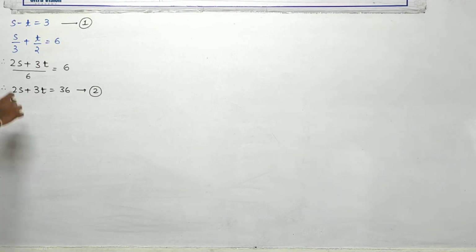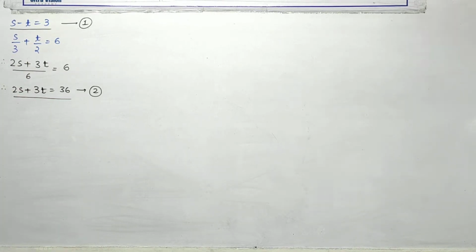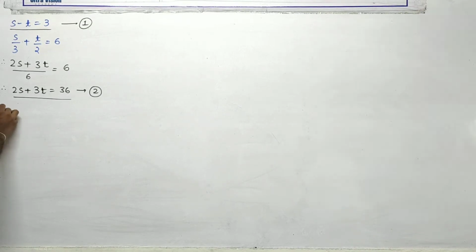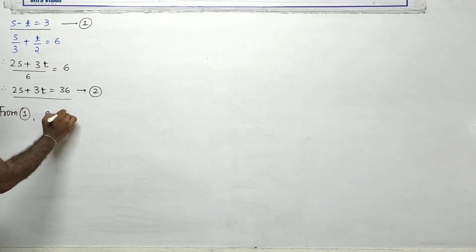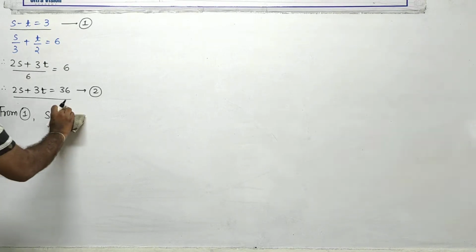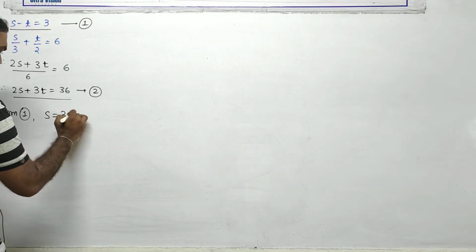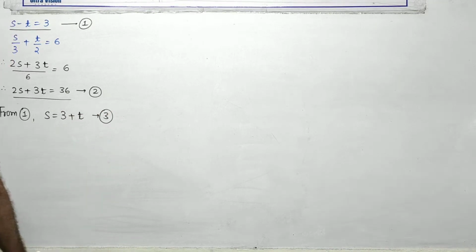Right? Now check out the first equation here. S minus t equals 3. And the second equation here, 2s plus 3t equals 36. Okay. From 1, s is equal to 3 plus t. S can be written as 3 plus t. Ready? S is equal to 3 plus t.